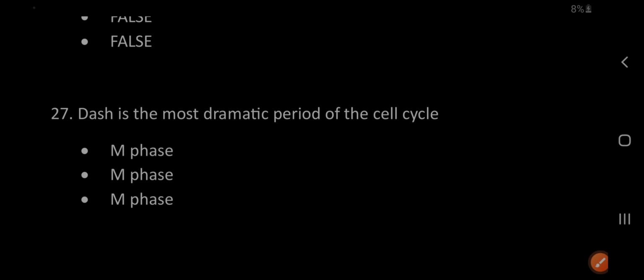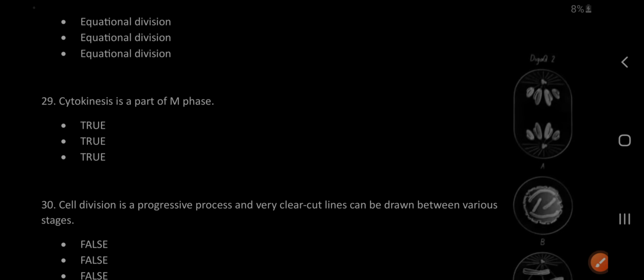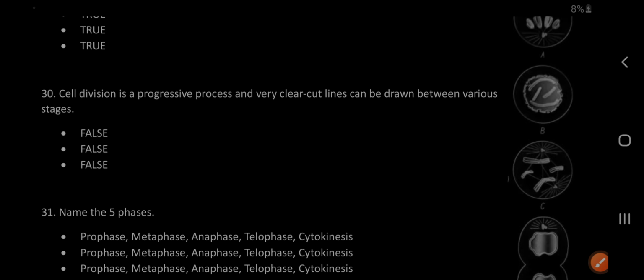M phase. It is also called dash. Equational division. Cytokinesis is a part of M phase. True. Cell division is a progressive process and very clear-cut lines can be drawn between various stages. False.